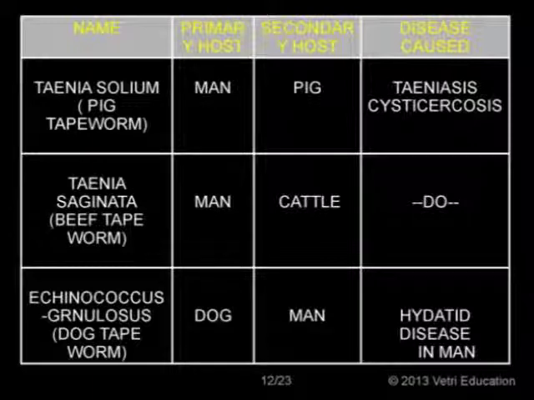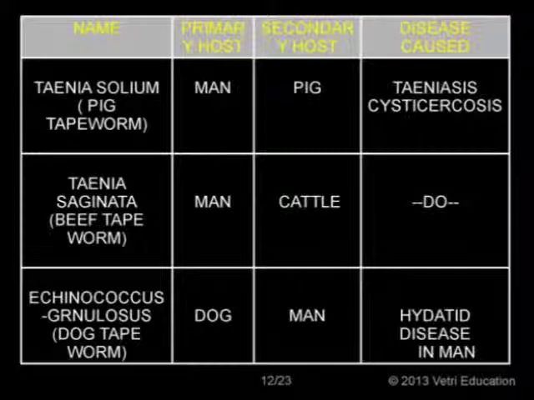Now, what are the diseases caused? The first two normally cause taeniasis, caused by the adult tapeworm, and cysticercosis, a disorder caused by the cysticercus larva, which when present inside the body of man penetrates the stomach wall, reaches the muscular system, and causes the disorder. This is common to both the pig and the cattle tapeworms.